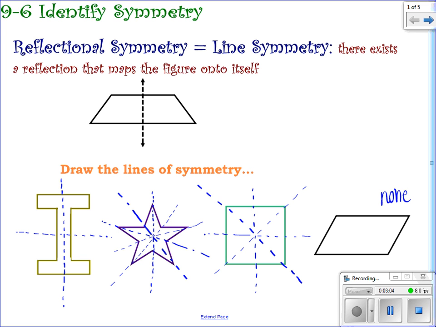And those of you that are still skeptical, I cut out a piece of paper that's the exact same size as this. You cannot fold it this way or diagonally in any way, shape, or form. It will not land on itself. So a parallelogram does not have any line symmetry. Questions on line symmetry? Okay. I believe that's review for everybody.